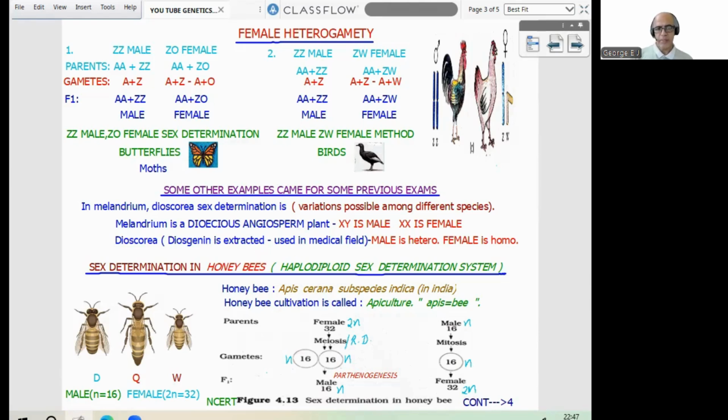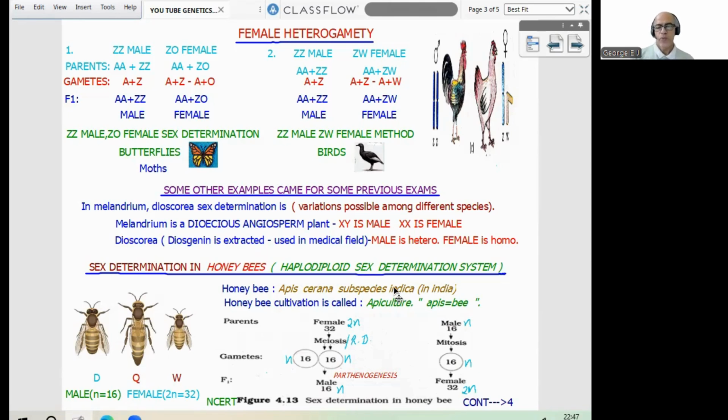Now, the famous example of sex determination, honeybee, haplodiploid sex determination. Honeybee, Apis, here you can find Apis cerana, subspecies indica, that is in India. Honeybee cultivation is called apiculture.